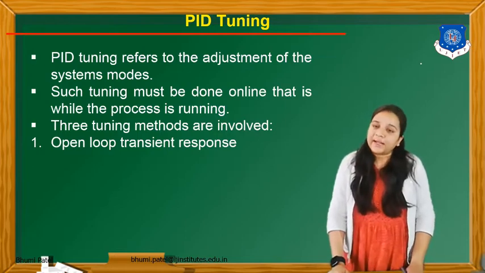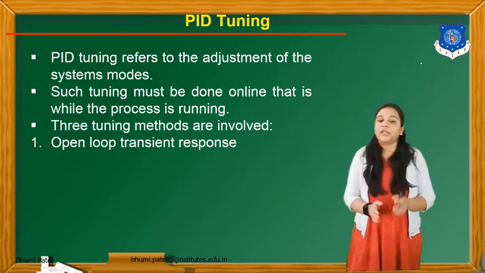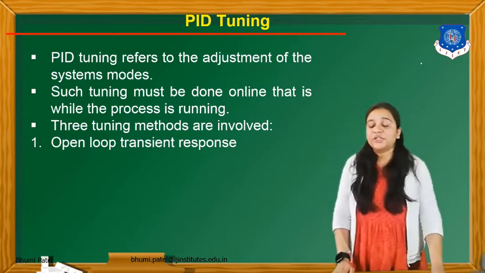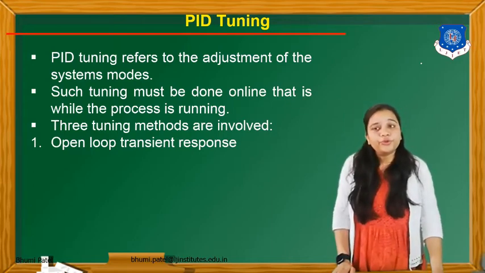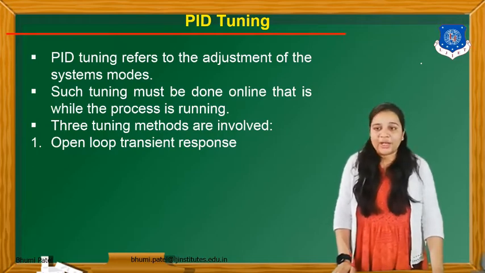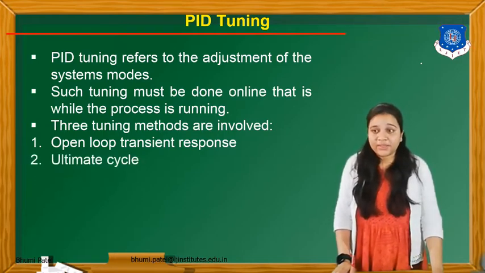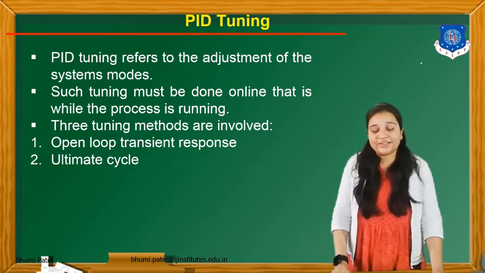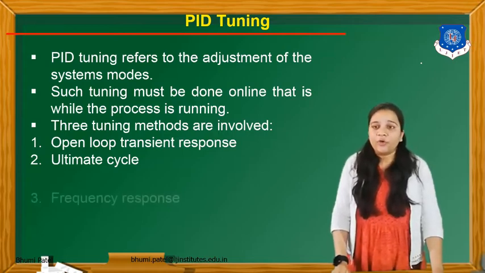If we can get the perfect output, we cannot go through the closed loop system. Okay, so the first method to use the PID tuning in the PLC module is the open loop transient response. The second one is the ultimate cycle. We can continuously check the feedback element using the ultimate cycle, and we can set the output properly.